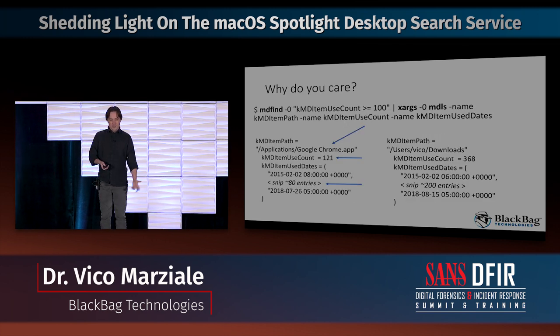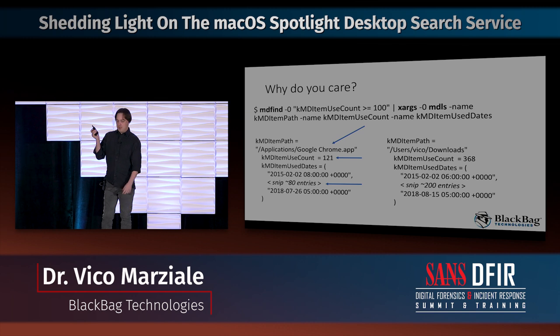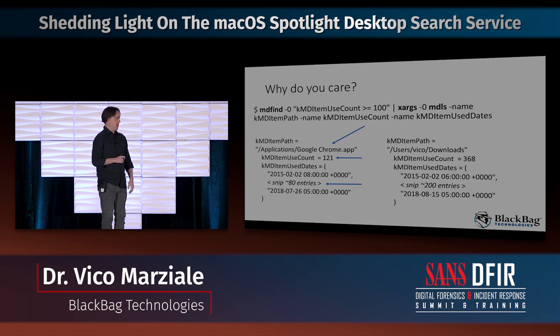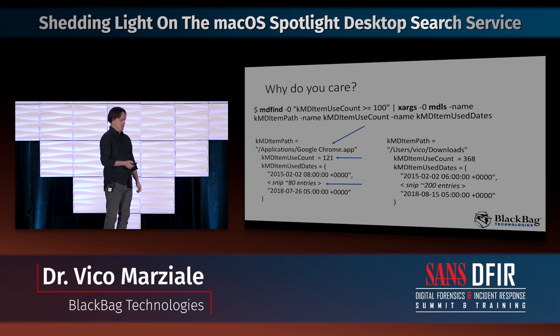So, one little why-do-you-care thing. This is from one of my personal machines, and it's using one of the command line tools to figure out some stuff about what I've been doing. We can see that Google Chrome.app is the application, that it has a use count of 121, and I was pretty surprised to see that there were 80 past dates when I had used Chrome stored in Spotlight. It's date only, and that use count is a little weird because sometimes it's incremented by one or two or three depending on how you run the app, but there's tons of date information for application execution.